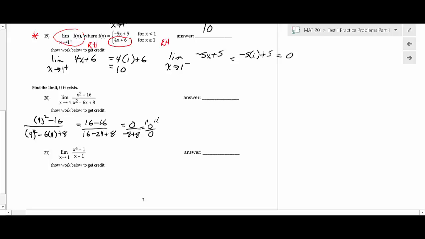That means we need to apply some algebra and then reevaluate the limit, because the limit is going to exist. So we're simply going to factor both the numerator and denominator. The numerator is a difference of 2 squares, so you factor x plus 4 times x minus 4. Then the denominator is going to factor as a trinomial, as x and x. Then you're looking for two numbers that multiply to give 8 and add up to 6.